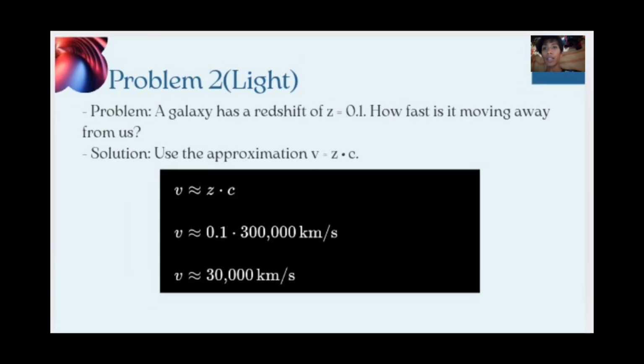Example number 2 is for light. Now let's look at the same idea with light. The problem says a galaxy has a redshift of z equal to 0.1. How fast is it moving away from us? For low speeds we can use the approximation: the speed of the object is equal to the redshift times the speed of light. Substituting the values, 0.1 times 300,000 kilometers per second gives us a speed of approximately 30,000 kilometers per second. So this galaxy is moving away from us at about 30,000 kilometers per second, which is about 10% of the speed of light. This shows how astronomers can calculate the motion of galaxies just by measuring their light.